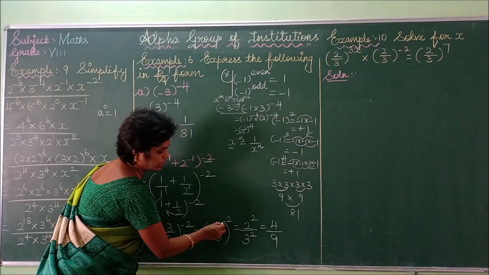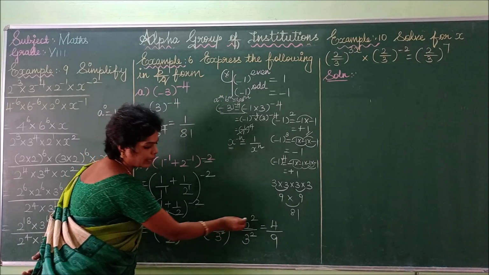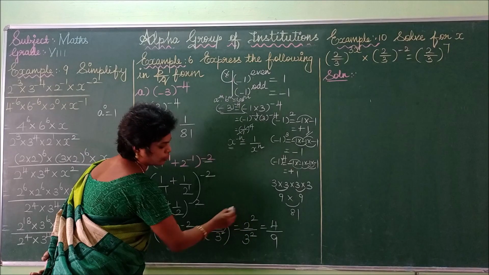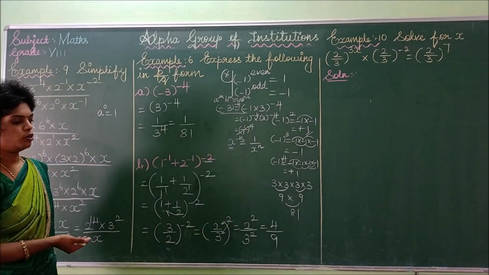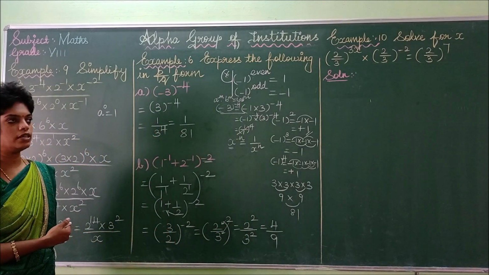So apply the power inside: 2 power 2 divided by 3 power 2. What is 2 power 2? 2 into 2, that is 4. What is 3 power 2? 3 into 3 is 9.